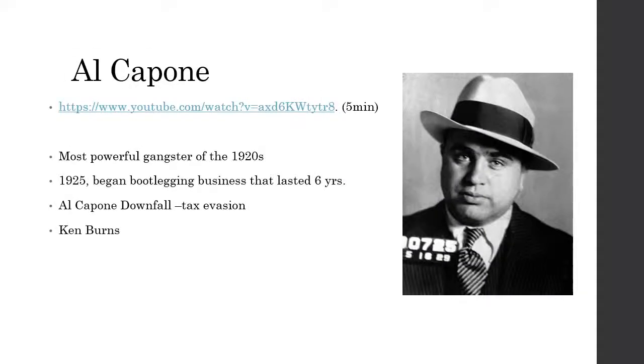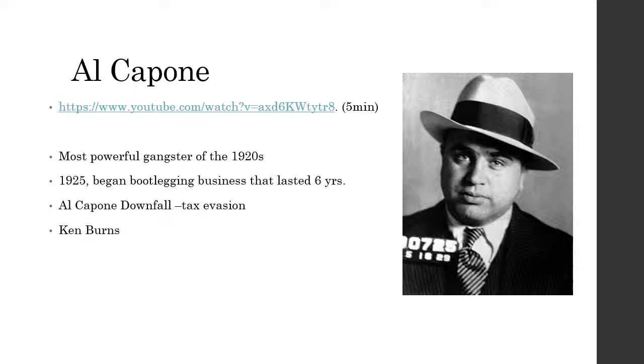So Al Capone. Al Capone is very iconic. I've linked a video here that I would like you to kind of copy and paste to make sure that you have a chance to watch about him and his life. He is probably one of the most famous or infamous, if you want to look at it that way, gangsters of the 1920s. His bootlegging business lasted about 6 years and was run out of Chicago.